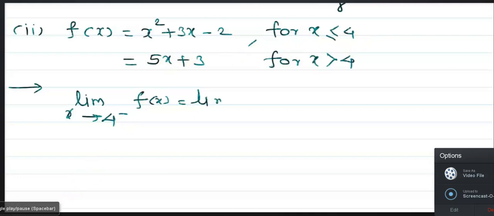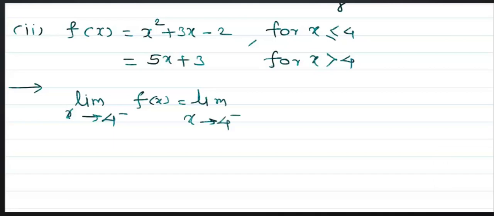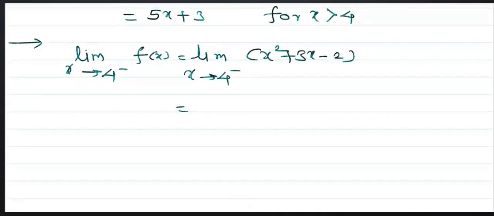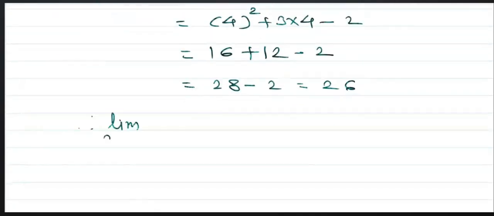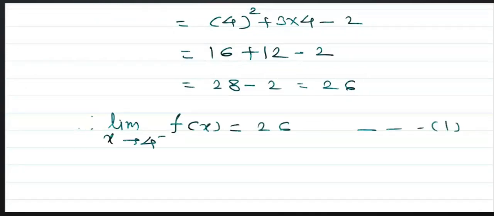Now see this here, left hand side limit, x square plus 3x minus 2, substitute it, you will get 26. This is the left hand side limit.